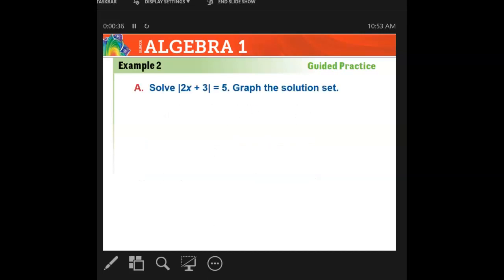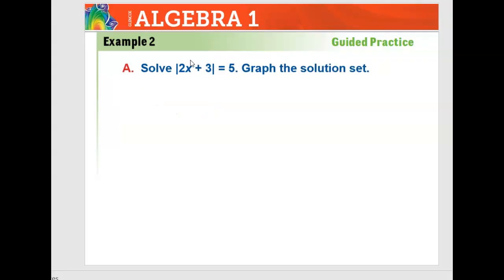Okay, so when you looked at this example here, you had 2x plus 3 equals 5, and you had to graph the solution. So the first thing you needed to do was to think of that as being split into two parts. The 2x plus 3 equals positive 5. Let's look at that example where we have case 1 and case 2.